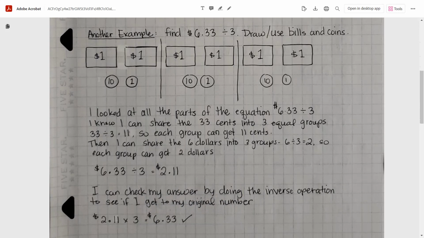For our next example, it says find $6.33 divided by 3, use bills and coins. So I drew out $6, 1, 2, 3, 4, 5, 6, and 33 cents. So 10, 20, 30, 31, 32, 33.